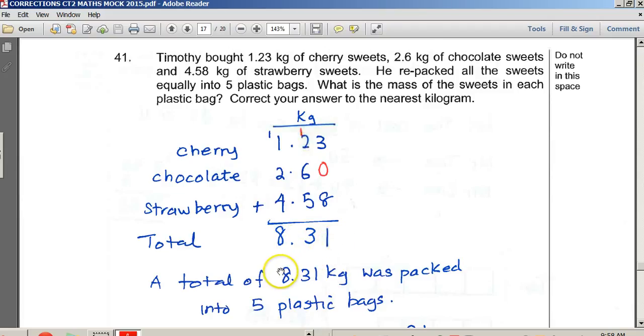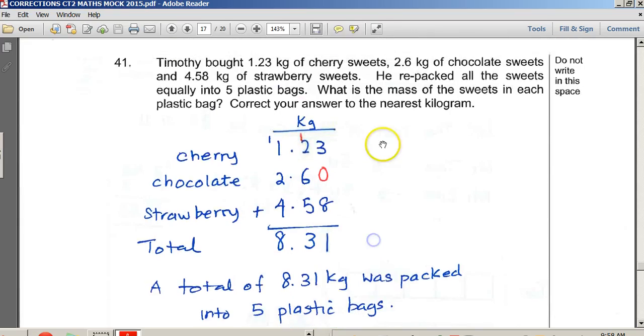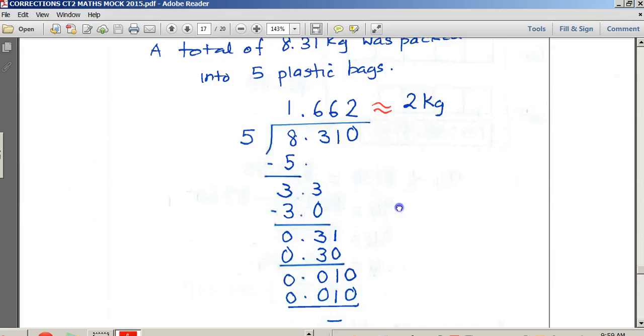So Timothy had 8.13 packed into 5 plastic bags. Your task is to find out the mass of sweets in each plastic bag. So divide by 5, each plastic bag is 1.622. Your answer is supposed to be rounded off to the nearest kilogram. Nearest kilogram means I just want it in kilograms, not 2 point something or 1 point something, just the whole number, which is this part.